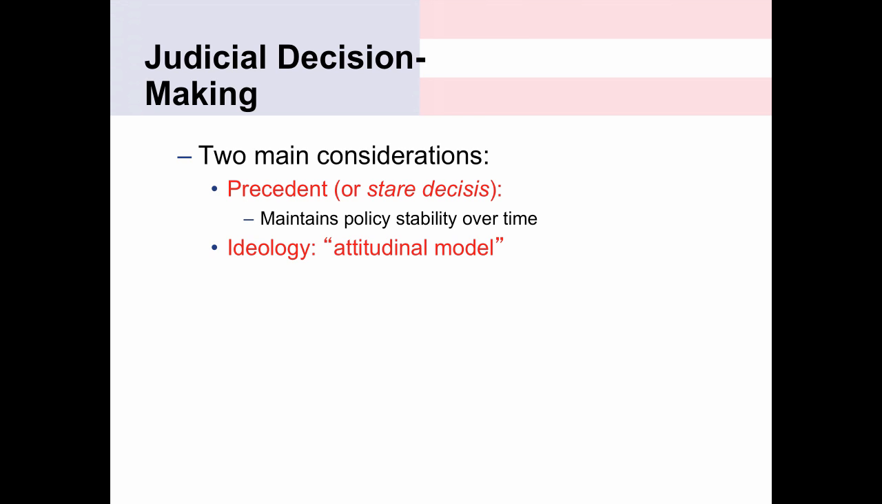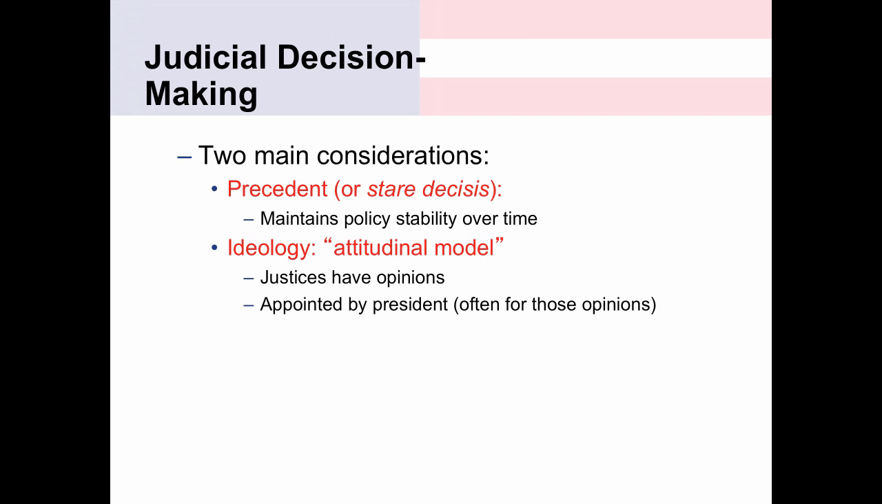Yes, you heard that right. Supreme Court justices do often rule based on their personal opinions. This is sometimes called the attitudinal model. It simply means that justices rule on their attitudinal beliefs. It starts with the realization that justices do have opinions. They have opinions about matters of law, and they have opinions about matters of policy. And they are appointed by the president often for the opinions that they hold.